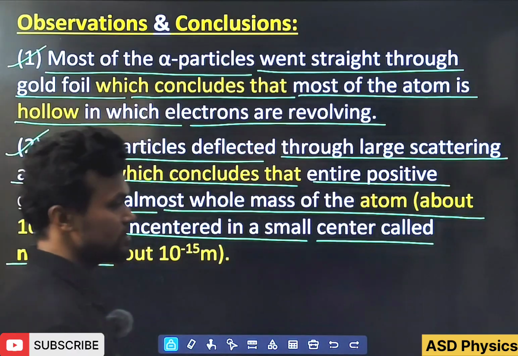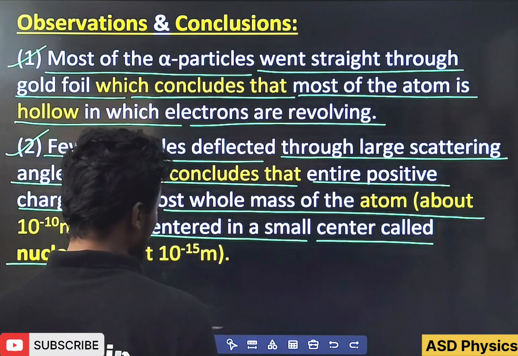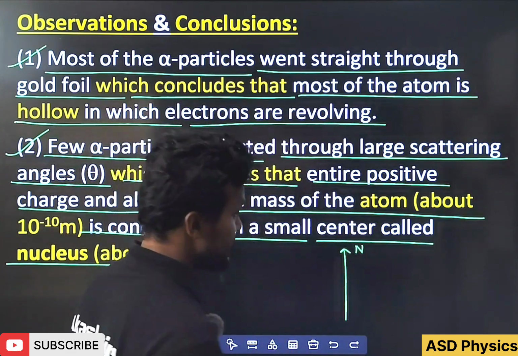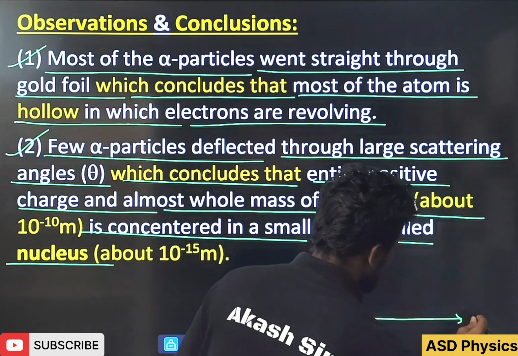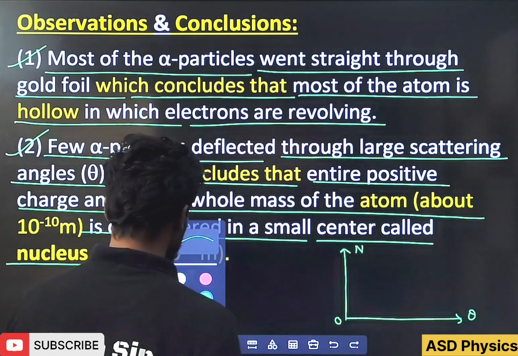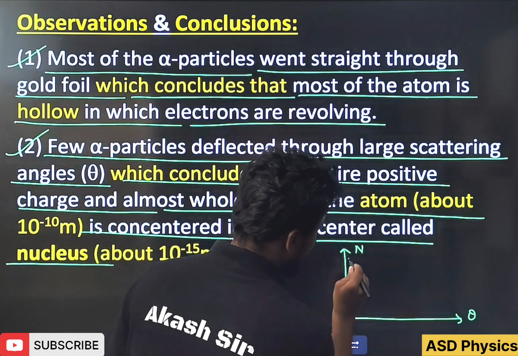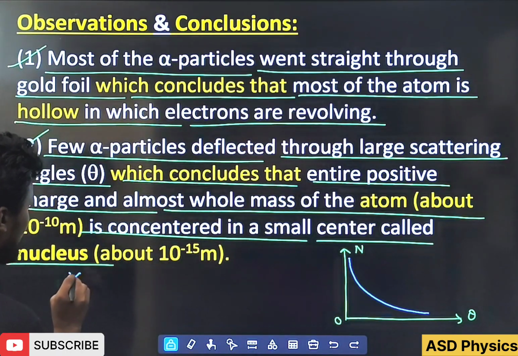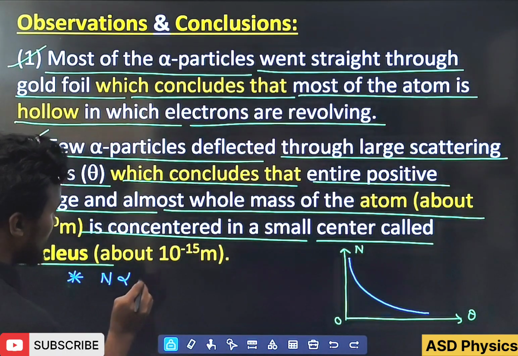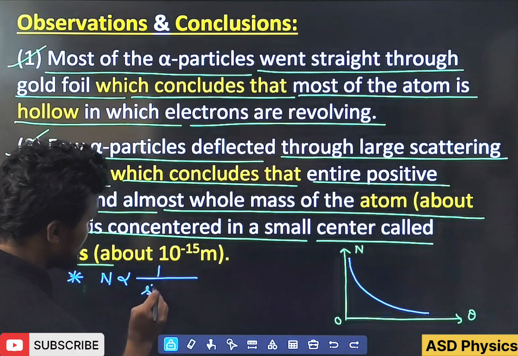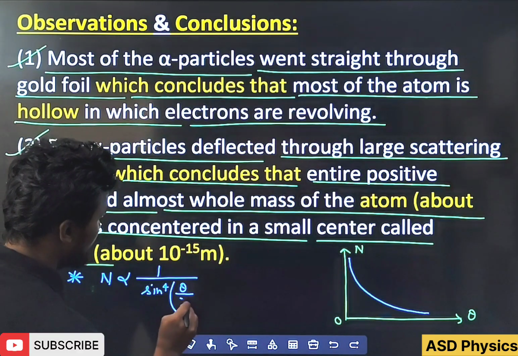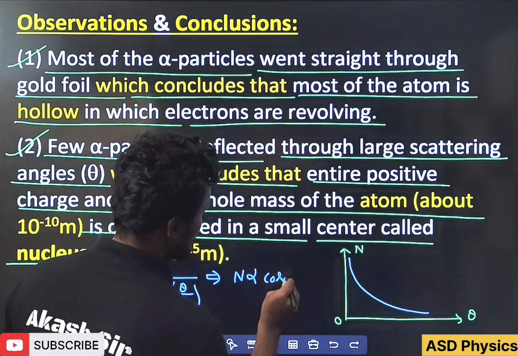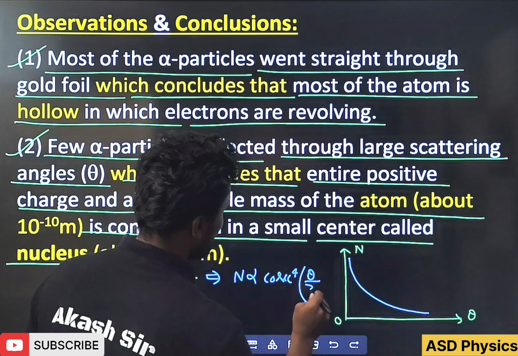After that we will see one diagram that you should know very well. The diagram is this one here. This is the number n of scattered alpha particles and this is the scattering angle theta. The diagram used to be like this. Here remember that mathematically n was inversely proportional to sine to the power 4 theta by 2, or we can say n is directly proportional to cosec to the power 4 theta by 2.